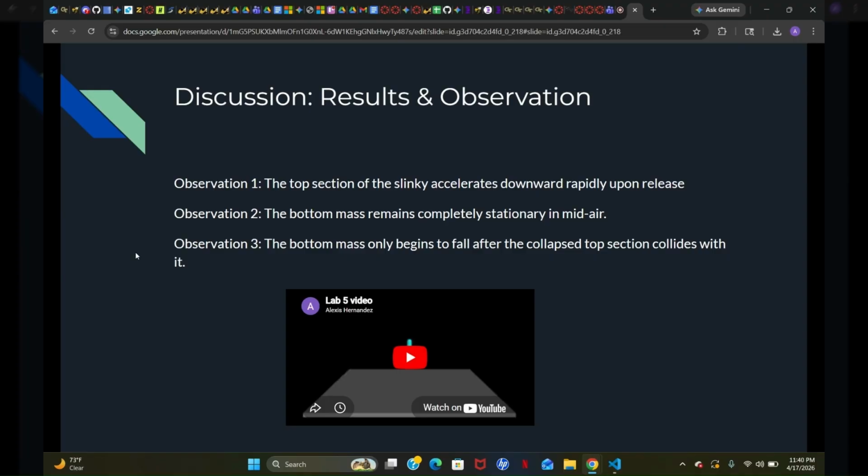We can confirm three distinct observations. Observation 1 was that the top section of the slinky accelerates downwards rapidly upon release. Observation 2 was that the bottom mass remains completely stationary, suspended in mid-air. And observation 3, that the bottom mass only begins to descend after the collapsing top section collides with it.